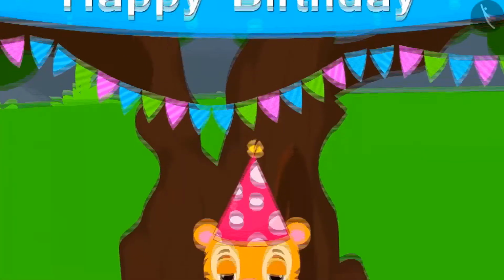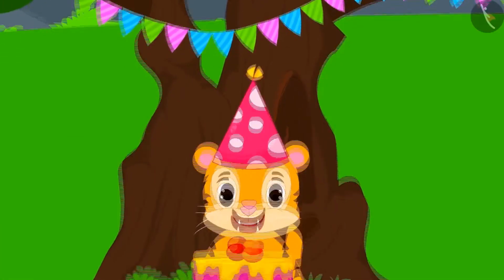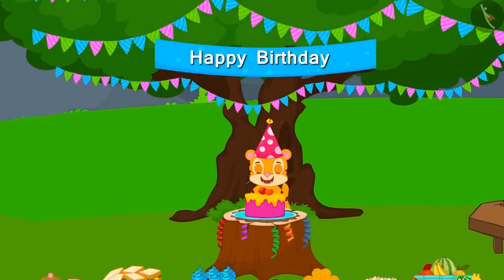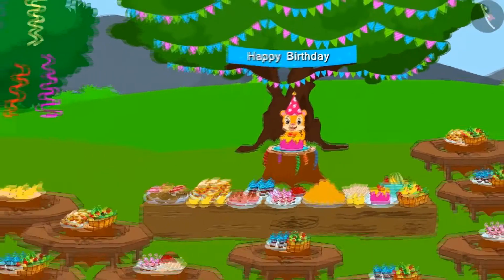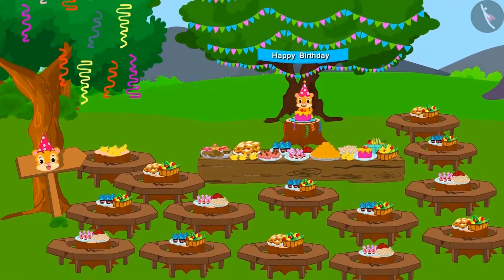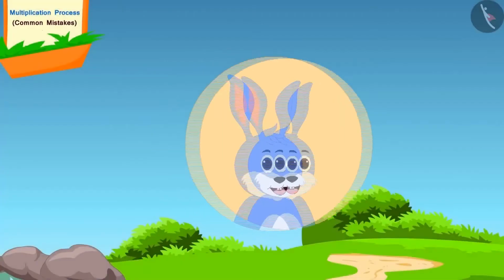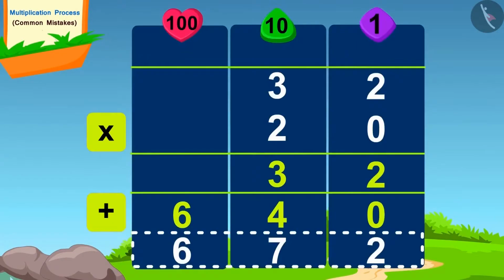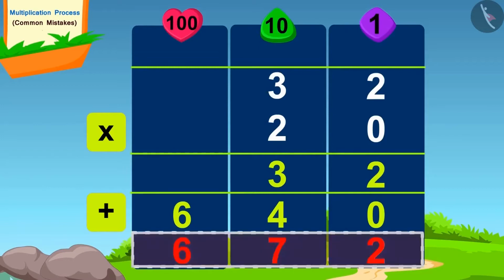Today is Sher Khan's birthday. He has invited everyone for his party. Sher Khan placed the chairs for the rabbits very close to the cake as they were his best friends. The rabbits were to sit in groups of 32 and 20 such groups were to come. Sher Khan estimated the total number of rabbits attending his party.